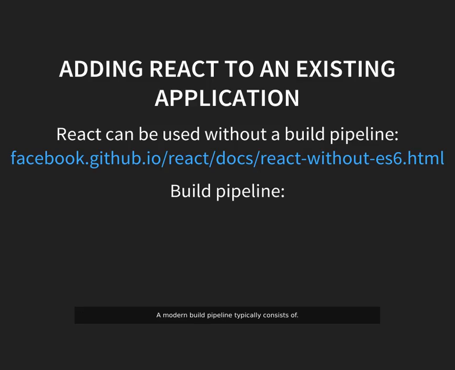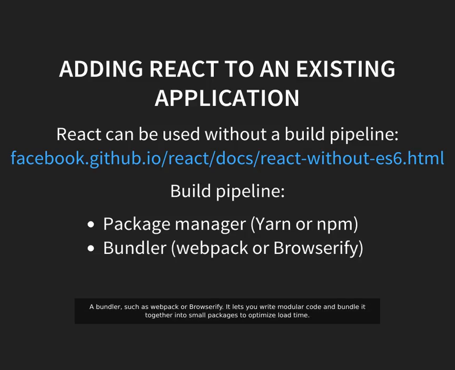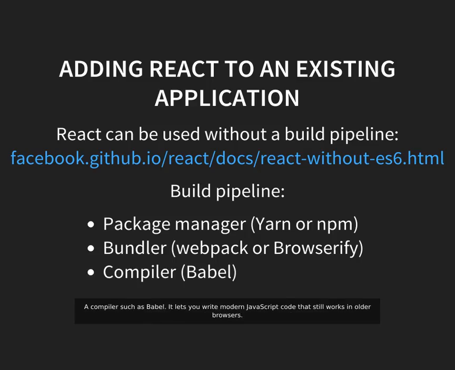A modern build pipeline typically consists of a package manager, such as Yarn or NPM. It lets you take advantage of a vast ecosystem of third-party packages, and easily install or update them. A bundler, such as Webpack or Browserify. It lets you write modular code and bundle it together into small packages to optimize load time. A compiler such as Babel. It lets you write modern JavaScript code that still works in older browsers.